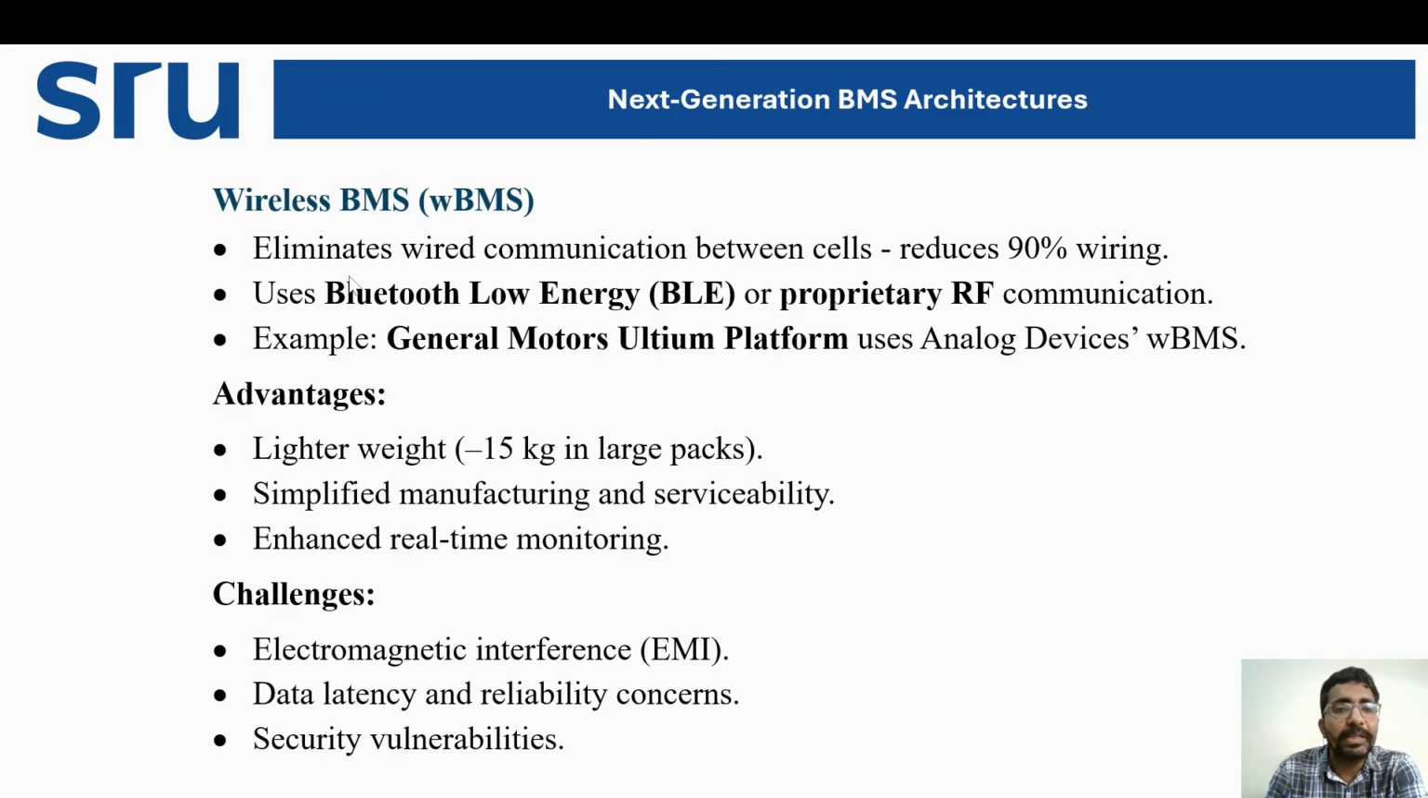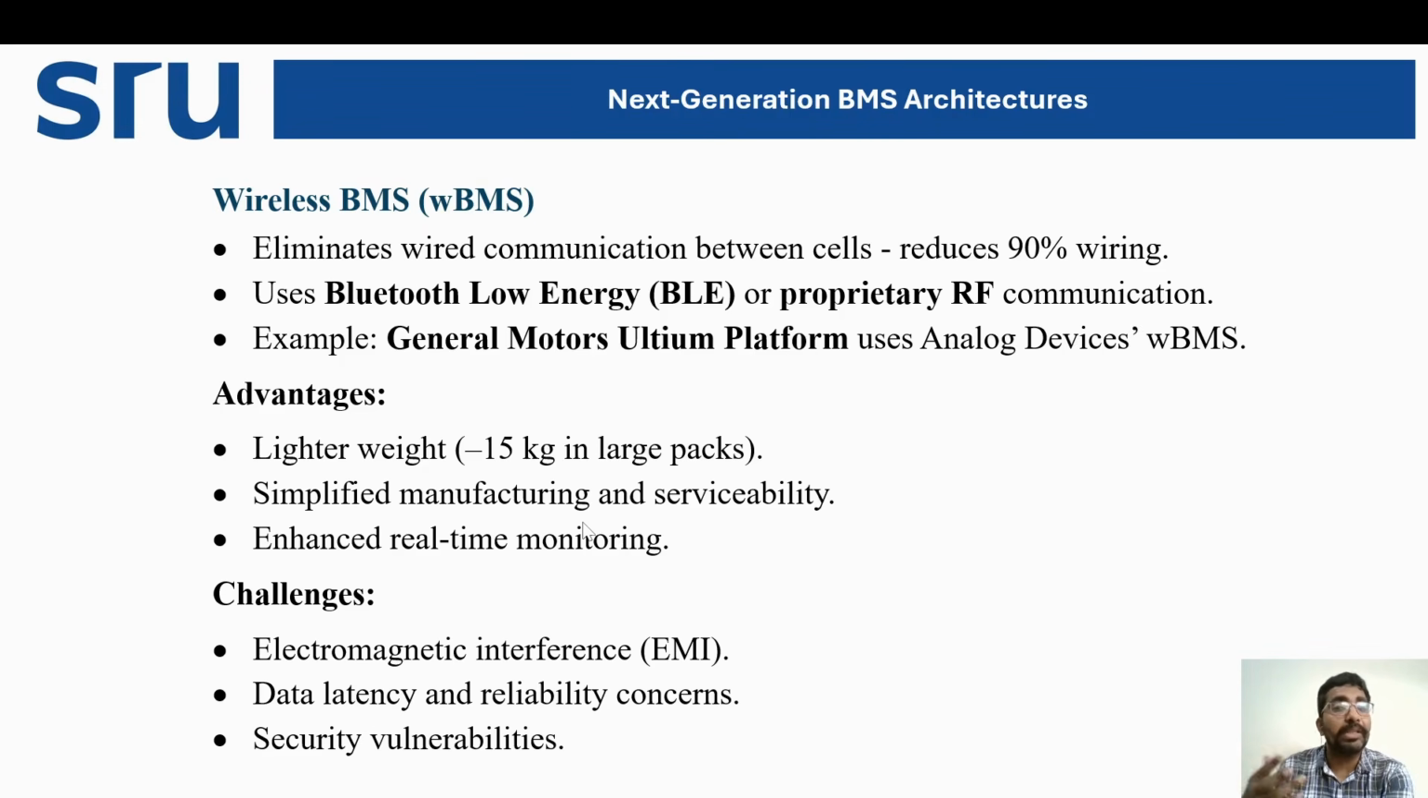In wireless BMS, it eliminates the wired communication between the cells and reduces 90% of the wiring. It uses Bluetooth Low Energy, BLE, or proprietary radio frequencies. So these are the communication channels which will be used. The General Motors Ultium platform uses Analog Devices for wireless battery management systems.